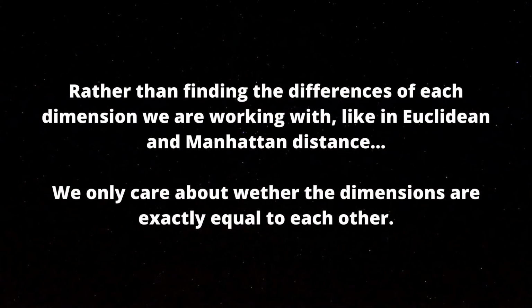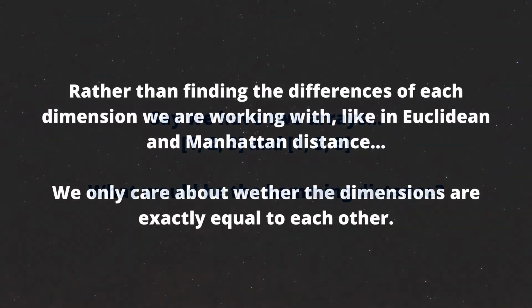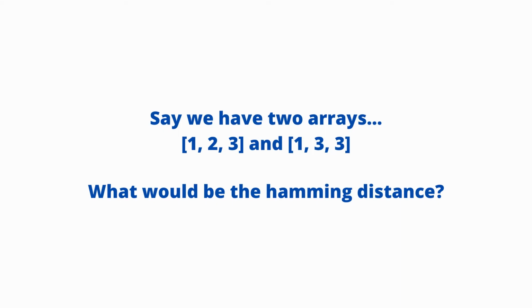So let's get right into it. With Hamming distance, rather than finding the difference of each dimension we're working with, like in Euclidean and Manhattan distance, we only care about whether the dimensions are exactly equal to each other. And here's an example. Say we have two arrays or two lists, and we've got one that says 1, 2, 3, and we've got one that says 1, 3, 3.